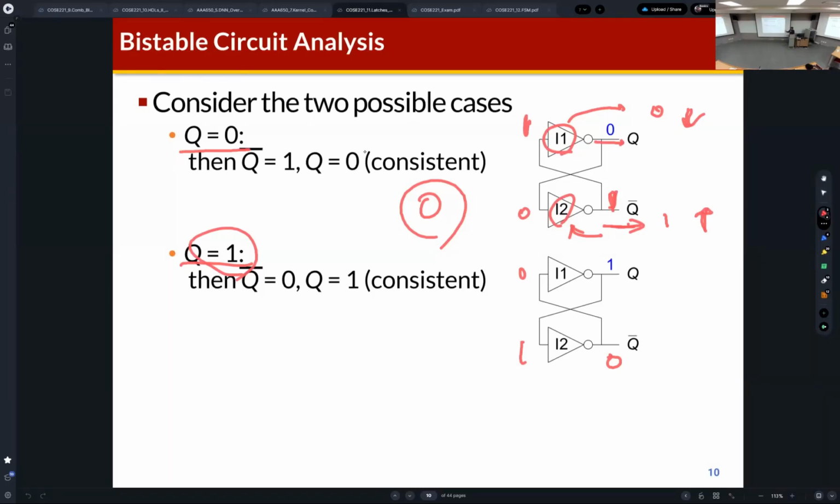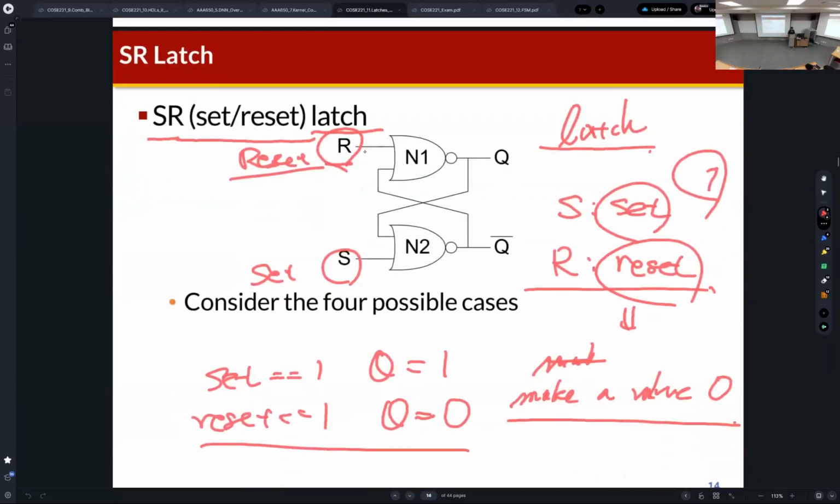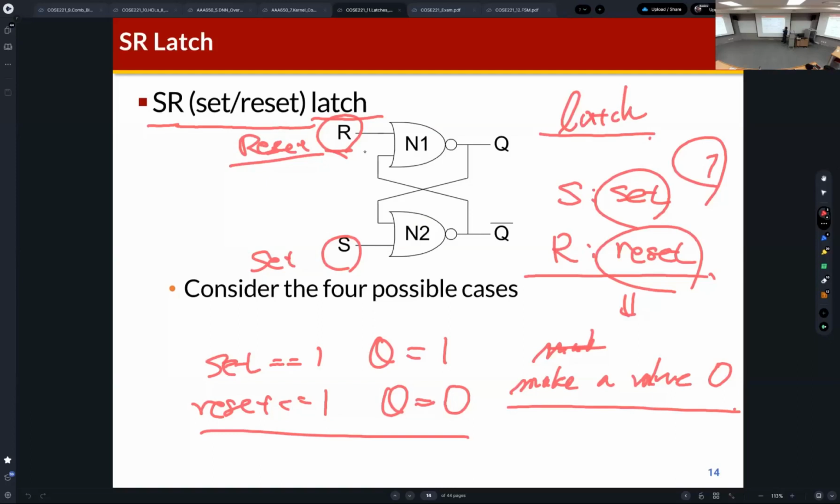But I also explained that in the bistable circuit, we cannot control the values, which means that there are no input ports in this bistable circuit. So we cannot control the values stored in it. So we can modify the bistable circuit into an SR latch. If we understand the meaning of S and R, then we can understand the purposes of the input ports. R means reset.